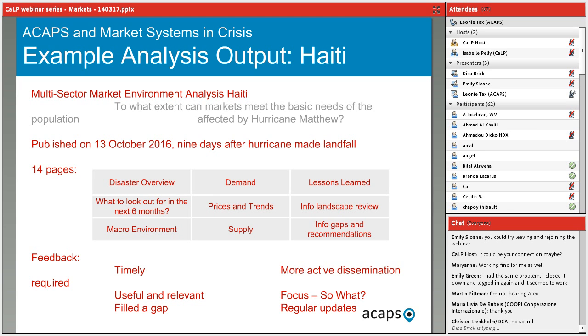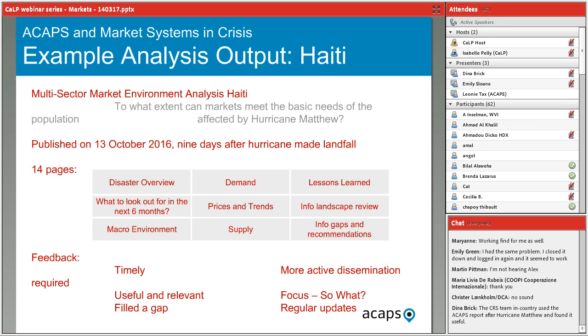And because this was the first of this kind of analysis that we published, we've actively solicited some feedback on the report, but also on the underlying thinking. And in terms of feedback received, a lot of people said it was timely, that the information was useful and relevant, and that it filled a gap so that there was actually nothing else out there at that point in time.